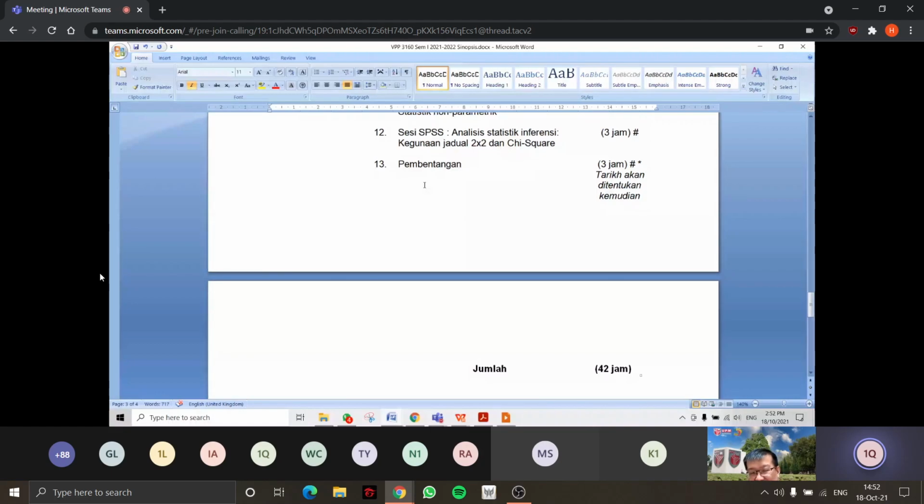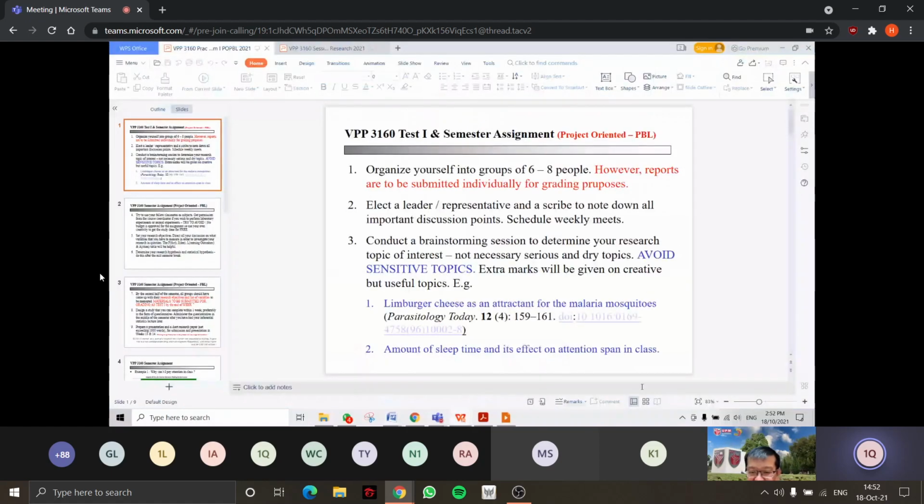So technically, you cannot have too many groups. I would suggest you do it this way. You organize yourself.